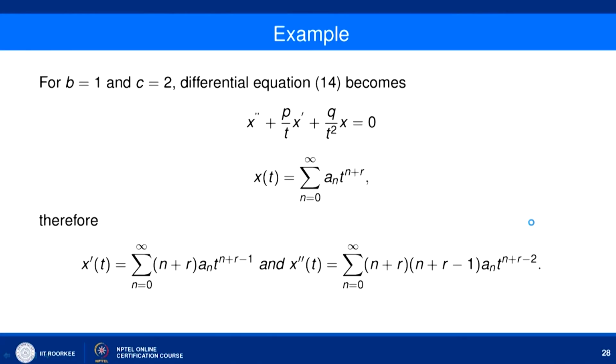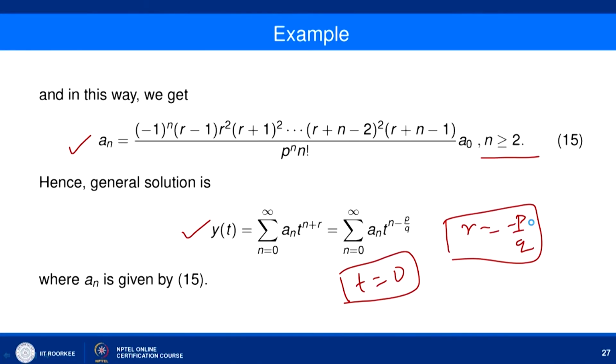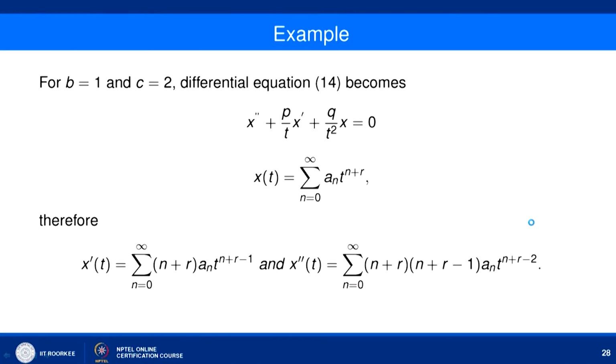Now, let us consider one more example, and the example is this. We already know that for B equal to 1 and C equal to 2, your differential equation is reduced to this, and that is your x double dash plus p by t x dash plus q by t square x equal to 0. If you look at, this is nothing but your Cauchy-Euler equation, right. This is a simple Cauchy-Euler equation.